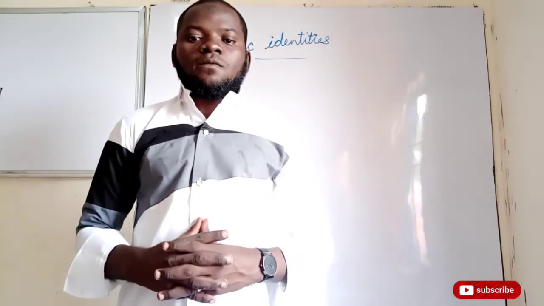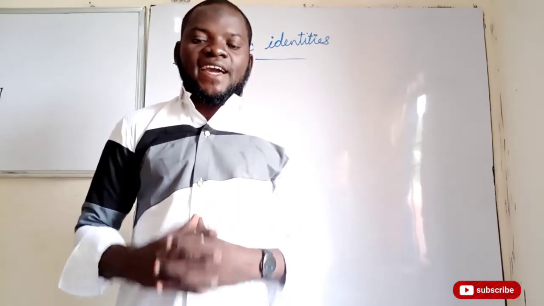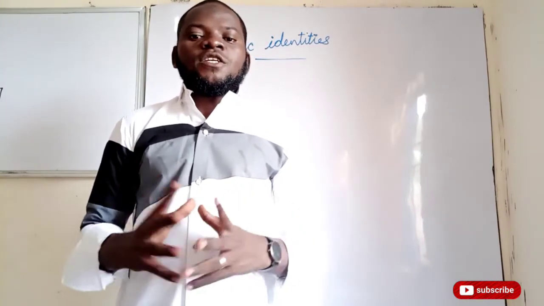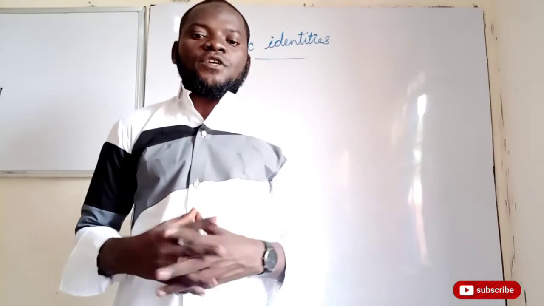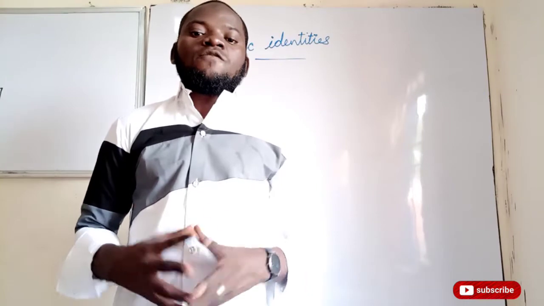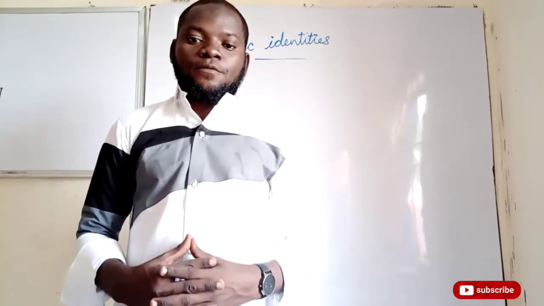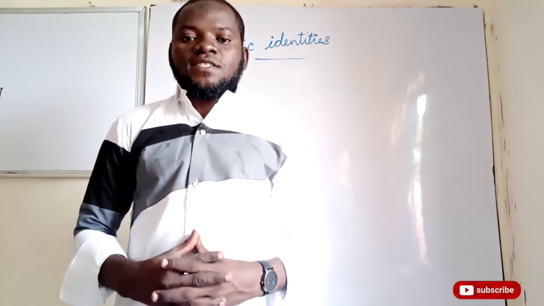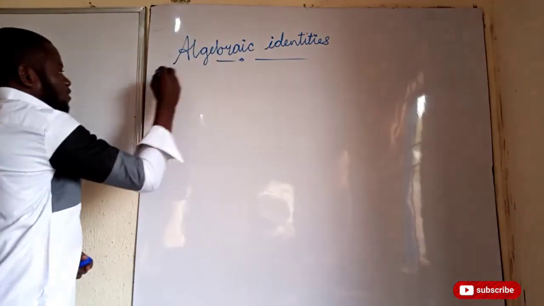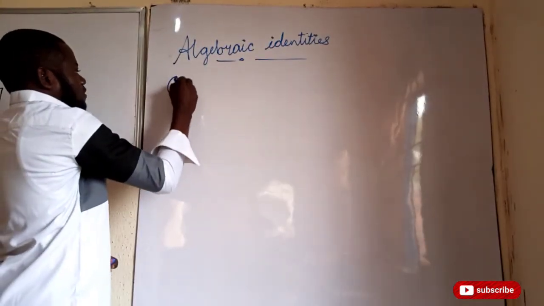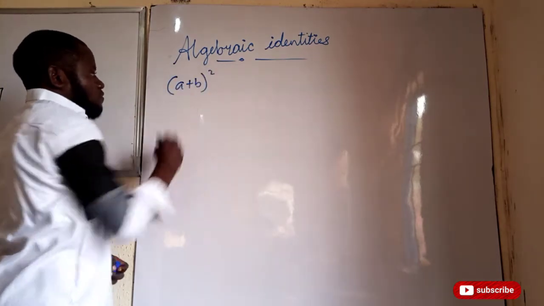Today we want to talk about algebraic identity. You need to understand algebraic identity so that you can carry out any operation that involves algebra very fast and sharp. Okay, let's consider the first one here. The first one we're going to be considering is known as square of two sum.